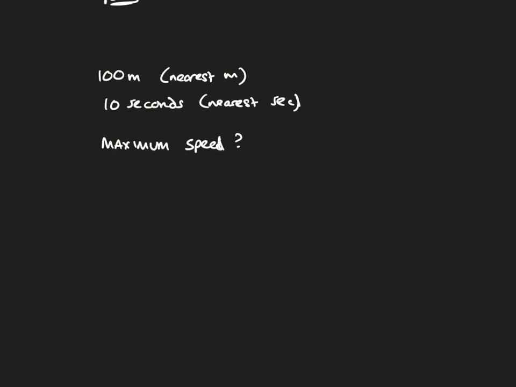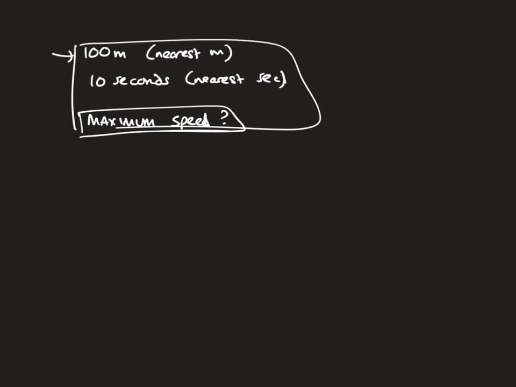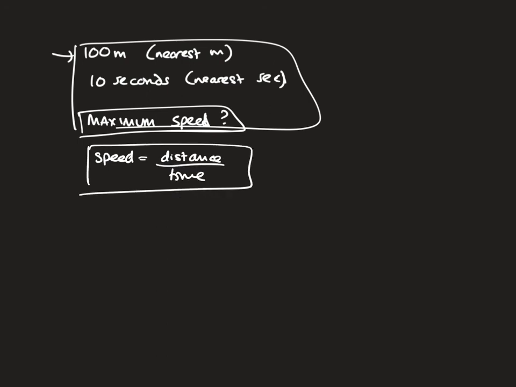Okay, so what would the maximum speed be that this person could have run? We're looking at Usain Bolt kind of speeds here. So this is it. If you have 100 meters to the nearest meter, and they ran that in 10 seconds to the nearest second, what's the maximum speed? Well, first of all, we know that speed is distance divided by time. Okay, so that's the equation for it.